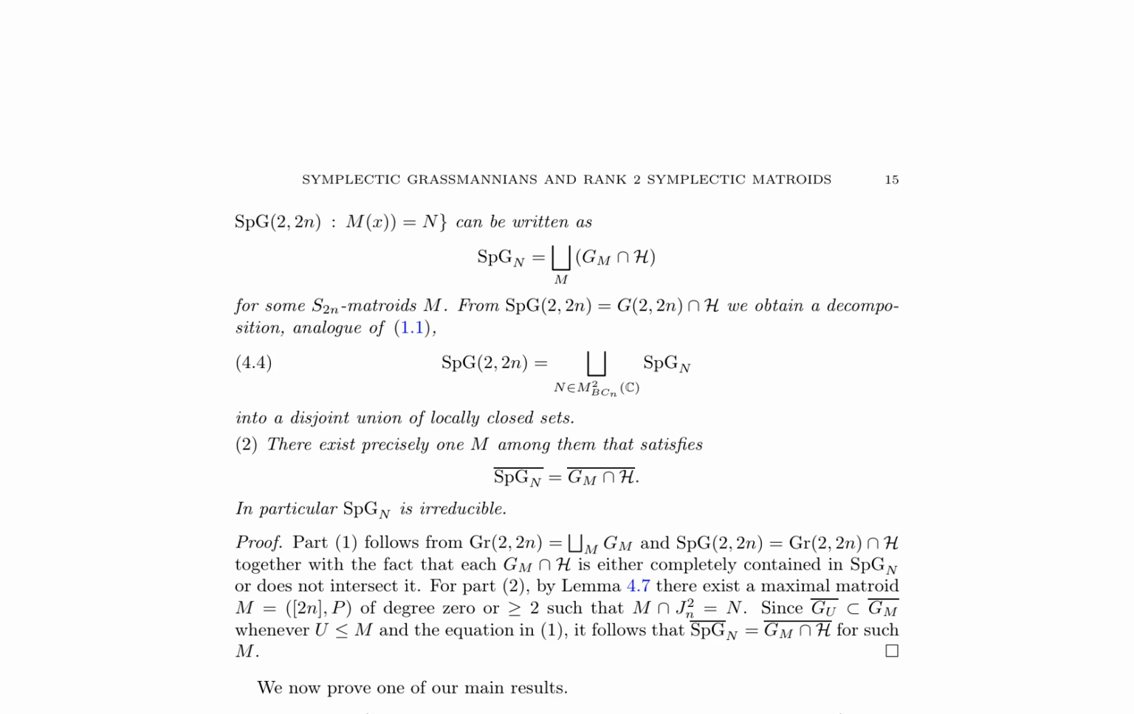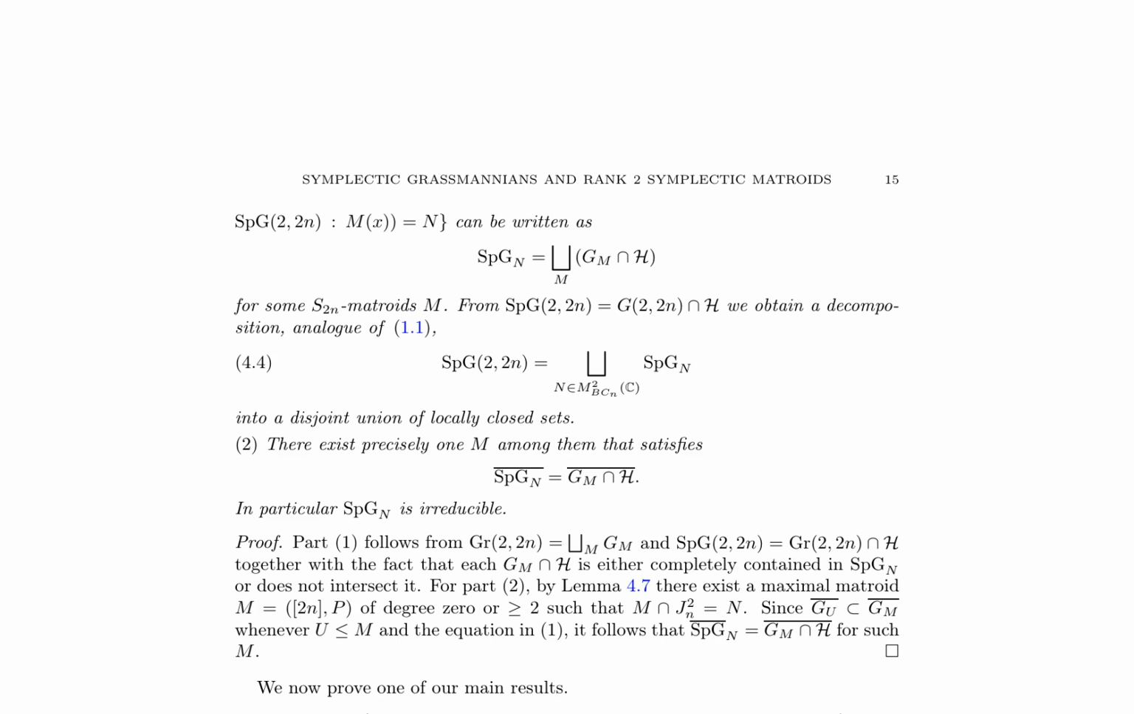Symplectic Grassmannians and rank 2 symplectic matroids are explored in this section, with a focus on their decomposition and properties. A decomposition of SPG 2n is introduced as a union of locally closed sets, each defined by an S2n matroid M with degree d equal to 1. The authors then prove that a symplectic matroid N of rank 2 is representable over C if and only if there exists an S2n matroid M of degree d equal to 1 such that pi(M) equals N. This result highlights the connection between symplectic matroids and their lifting to symmetric matroids.